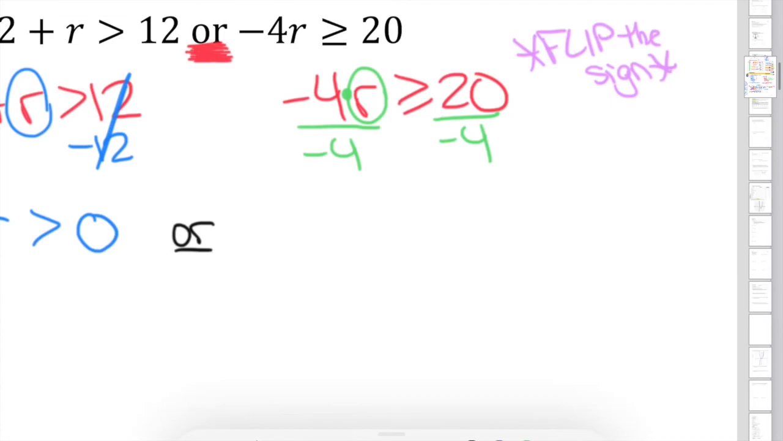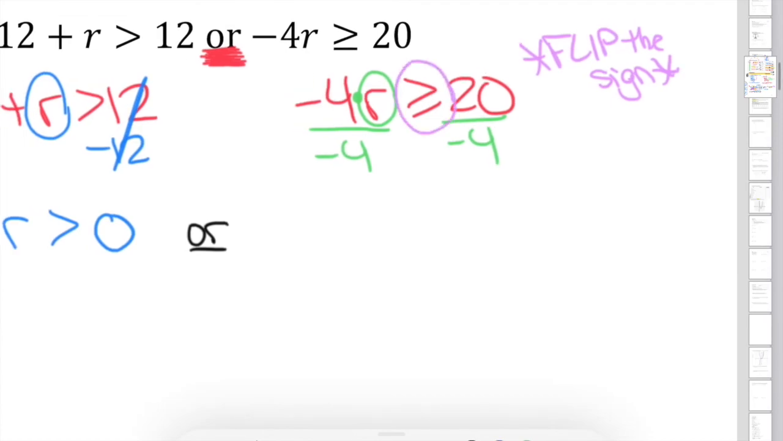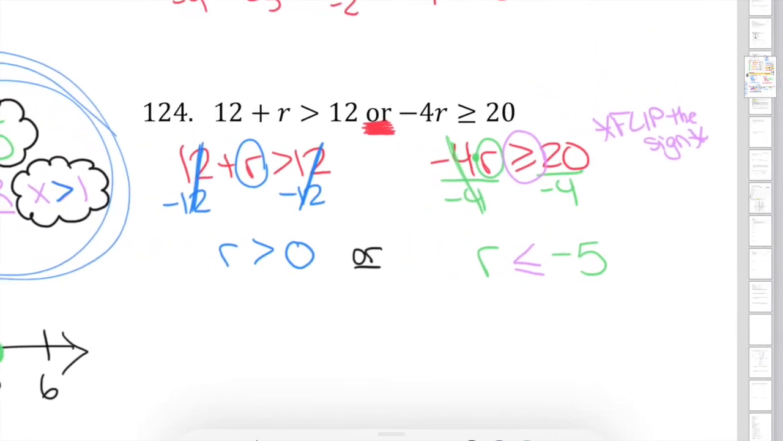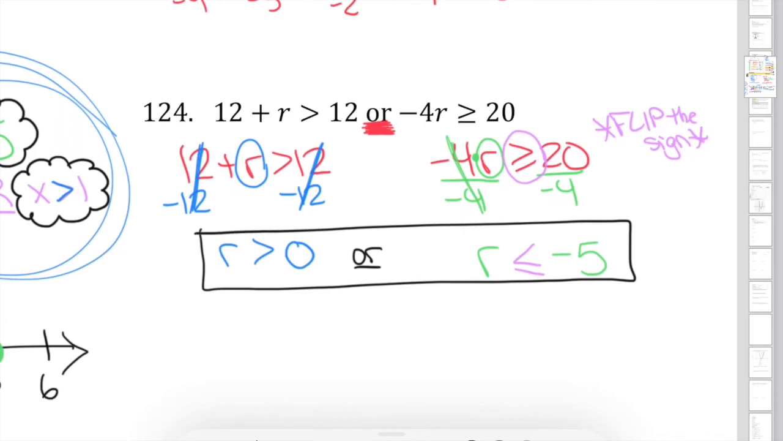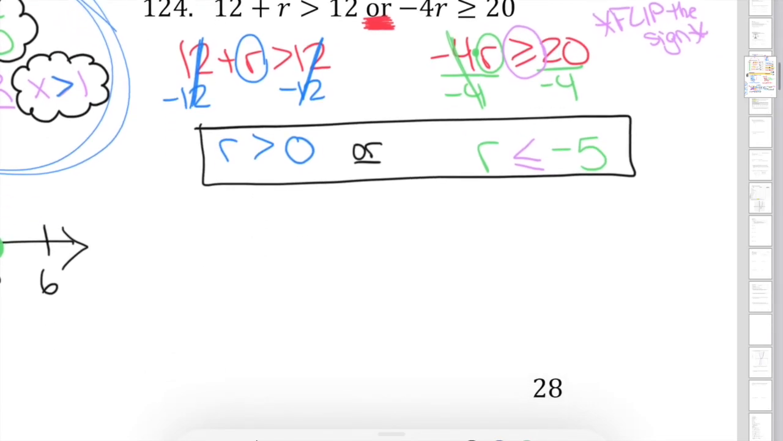Just adding to this already more complicated problem. But dividing by a negative means flip the sign. So this greater than or equal to is going to become a less than or equal to. Right here my negative 4s cancel and I'm left with an r. And on the right side, 20 divided by negative 4 is a negative 5. So your final answer for this is actually written out like so.